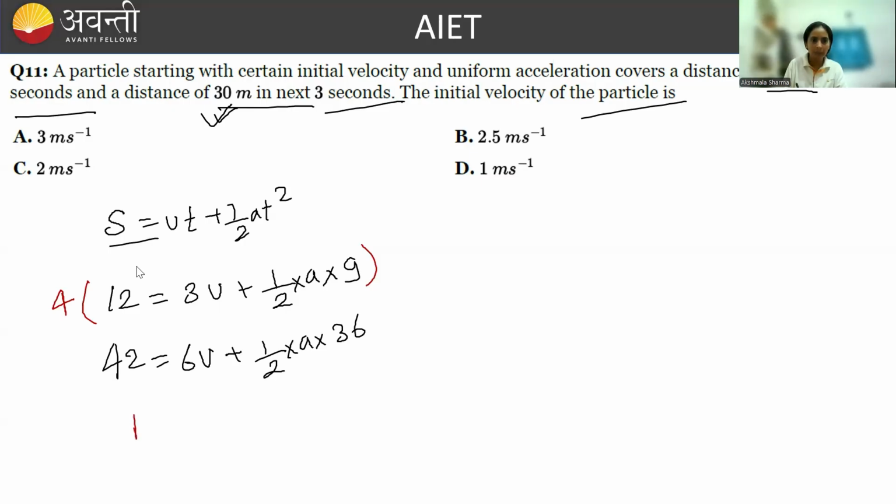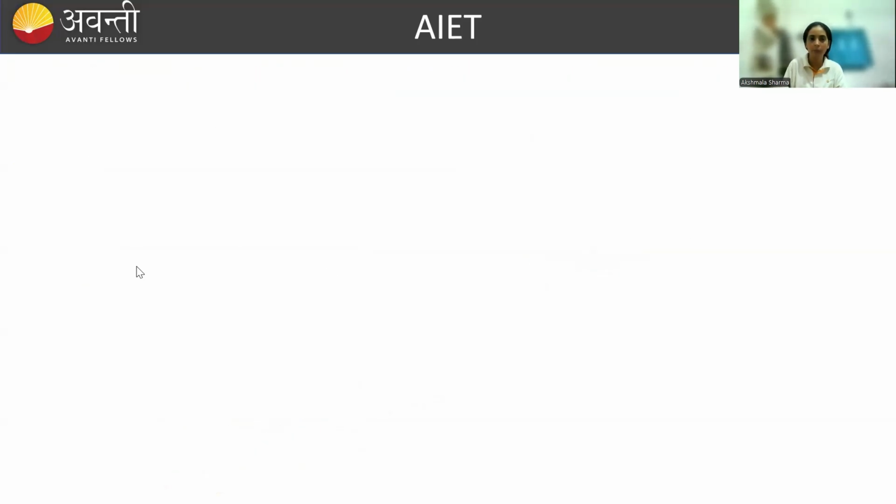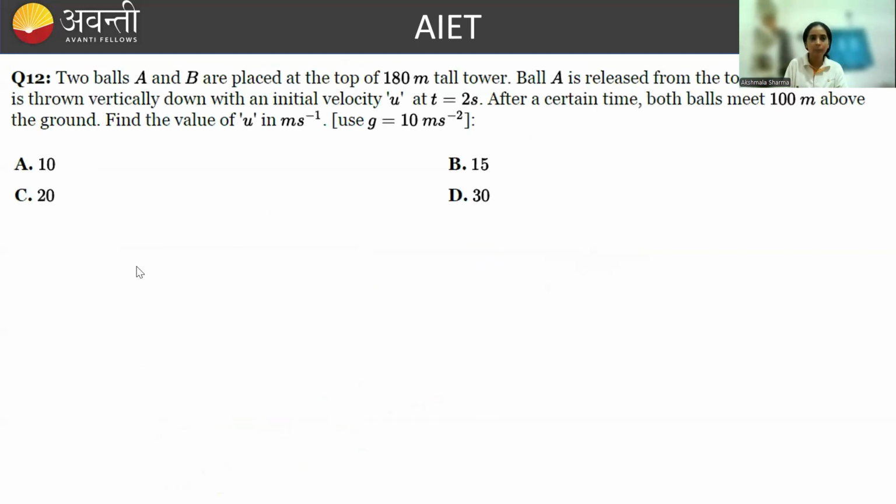So here let's write 48 equal to 12u plus half into a into 36. And let's subtract it, so you give the minus sign. So this will become minus 6 and this will become minus 6u plus 0. Okay? So u is equal to 1 meter per second. So the correct answer will be your D. Now let's move on to the next.